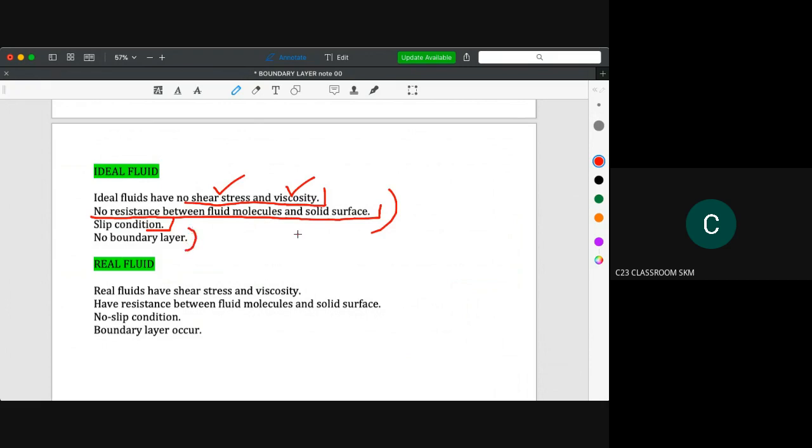But in this chapter, we will learn about real fluid. Real fluid for sure shows the effect of shear stress and also the effect of viscosity. Because the fluid has viscosity, the fluid molecules will give resistance to the flow. When it gives resistance to the flow, the no slip condition actually occurs. According to this, one very important phenomenon to be researched, called the boundary layer, occurs.